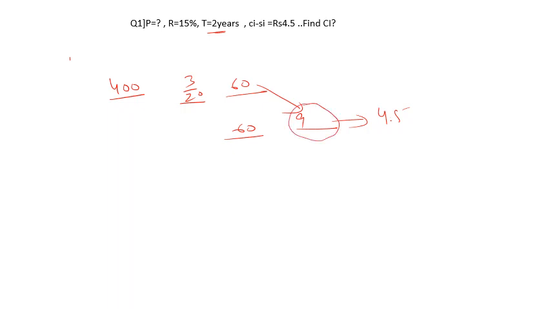Now this is 4.5, so 1 unit corresponds to 0.5. So 400 is equal to 400 times 0.5. This is 200 rupees. This is the answer. Moving to your next question.